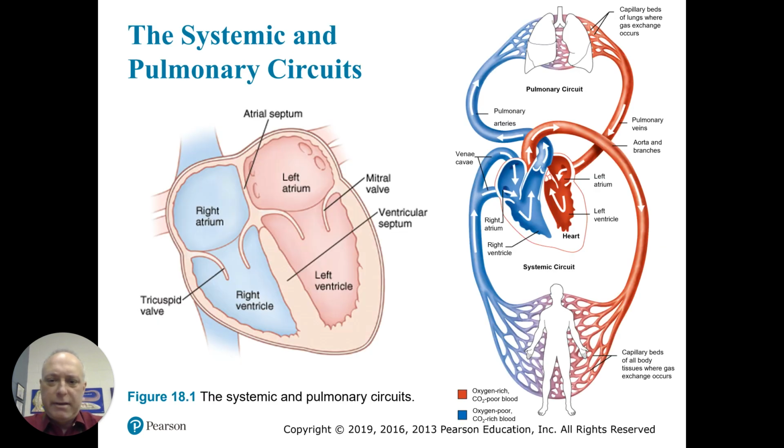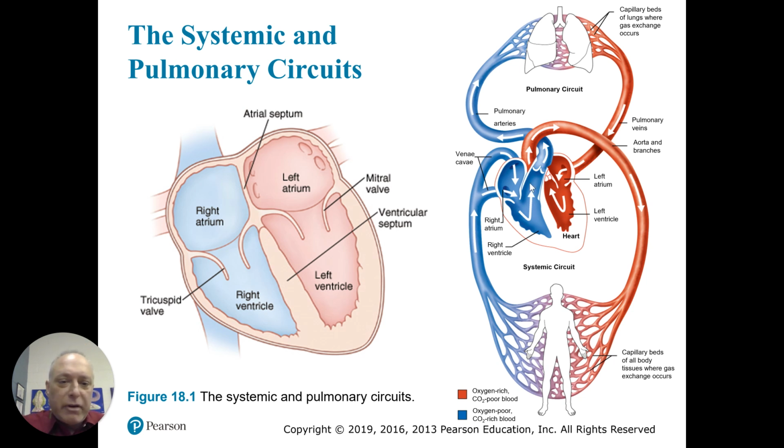So let's begin. Okay, the heart is four-chambered. You've got the right heart, which pumps to the lungs, and the left heart, which pumps to the systemic circuit. Now, on the right, there's a diagram of blue and red. And of course, we know blood is always red, it's never blue, but physiologists draw this diagram to represent deoxygenated and oxygenated blood.